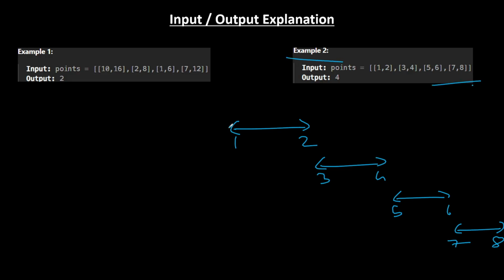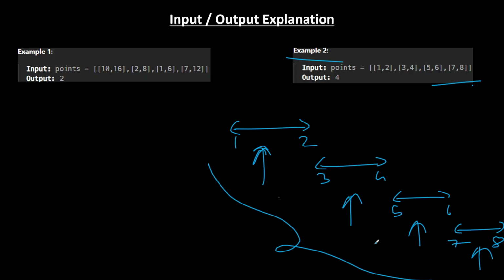If you can see, to burst this balloon we required one arrow, right? And this arrow cannot burst any other balloons because they are not overlapping. If you can see, 1 and 2 is a complete diameter, 3 and 4 is another diameter, right? So another arrow will be required. Similarly, 5 and 6 is another independent balloon, we can call it that way. 7 and 8 is also another independent balloon, right? That is why the total number of arrows required will be 4, right?